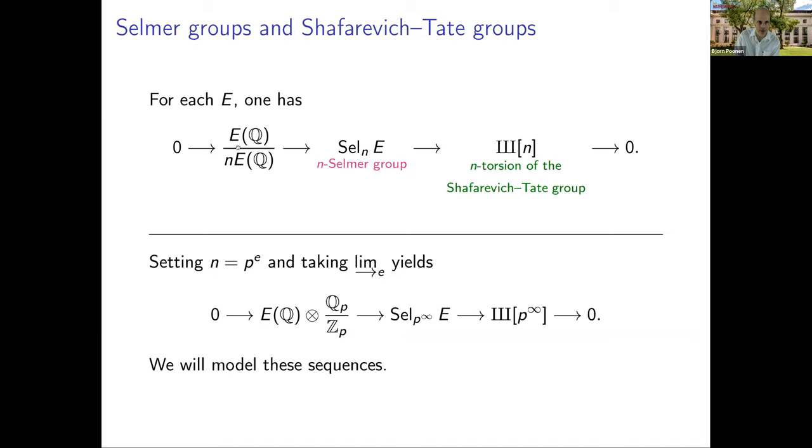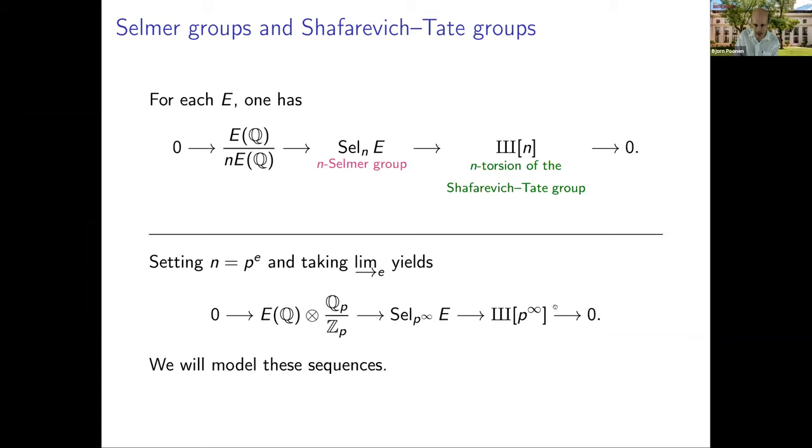So here, if you rewrite this as E of Q, tensored with 1 over n Z mod Z, then when you take the direct limit, with n being these powers, you get E of Q tensored with this group. What this group looks like is a finite power of Q_p mod Z_p. And these other groups are also similar. They're groups called Z_p modules of cofinite type, so their Pontryagin duals are finitely generated Z_p modules. So they all have the structure of a finite group direct sum a finite power of Q_p mod Z_p. And the only question is how many copies of Q_p mod Z_p are there in there? Because that's going to be the rank.